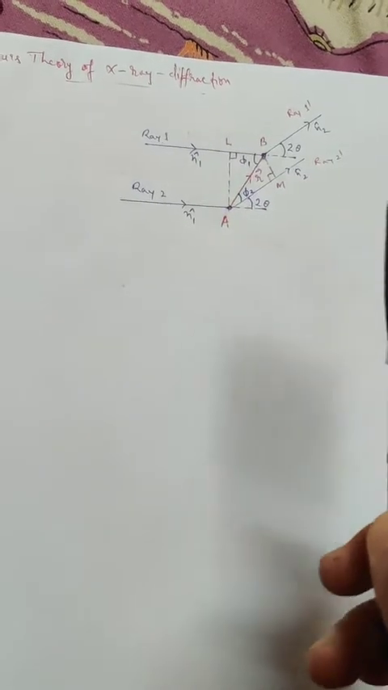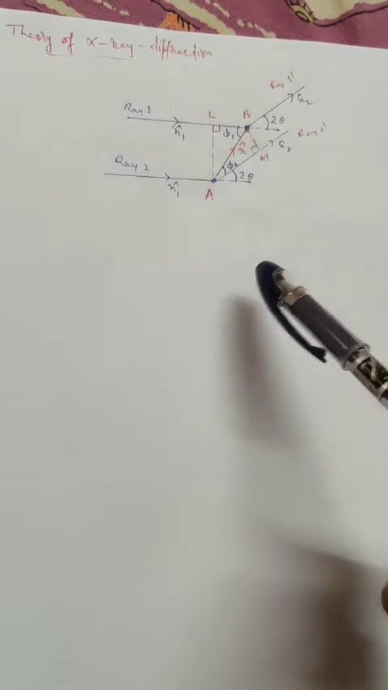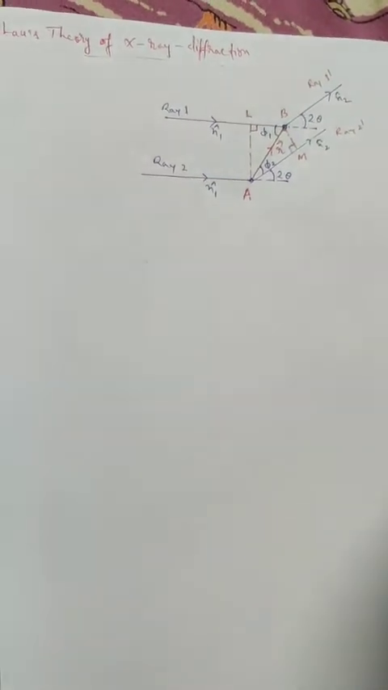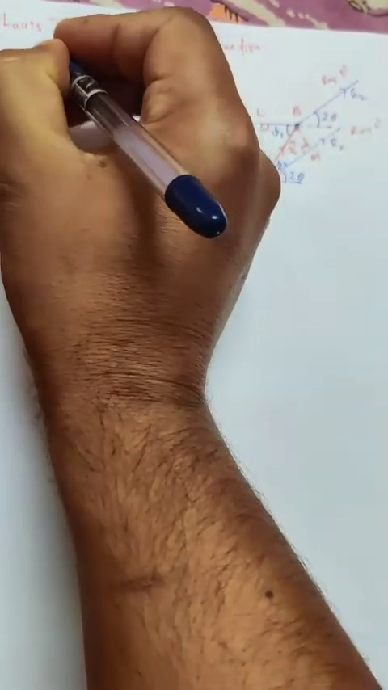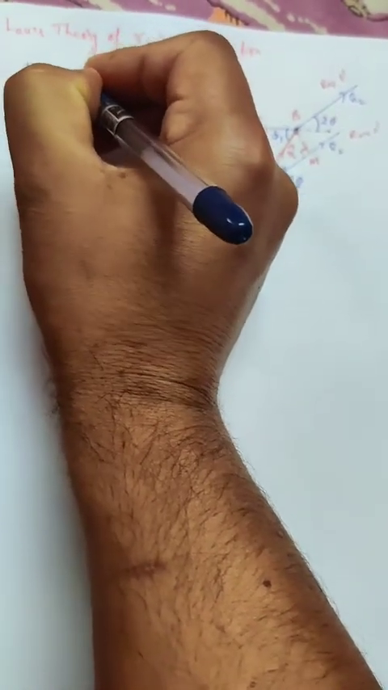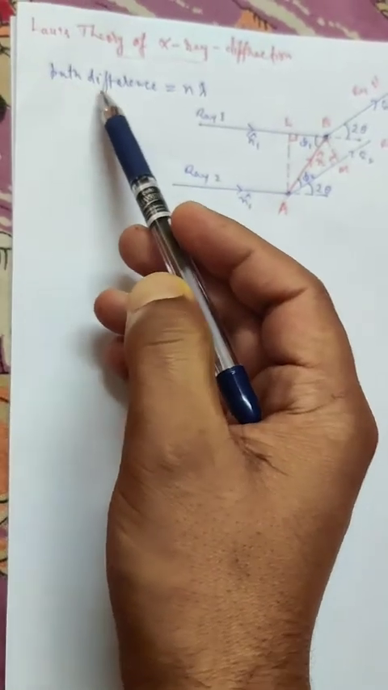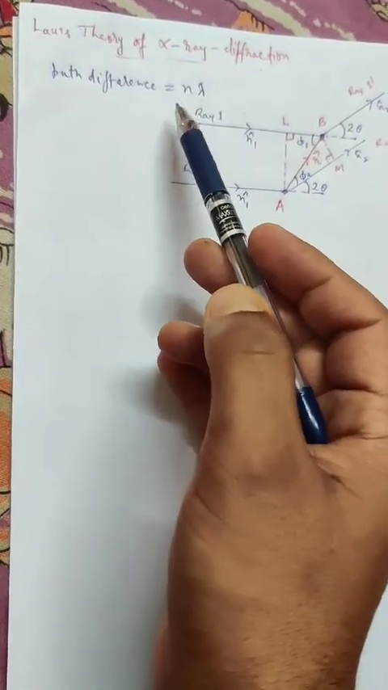Since these X-rays are getting scattered from this and they are interfering constructively, the maxima is formed on the pattern. So to get the maxima, what is the condition for the diffraction? That path difference is equal to n lambda. This is the condition for constructive interference for the diffraction pattern.